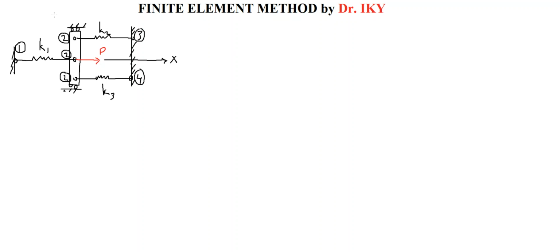We have got a boundary condition like we already knew that u1 is equal to 0. There is no displacement here, connection to the wall. u3 and u4 also 0.